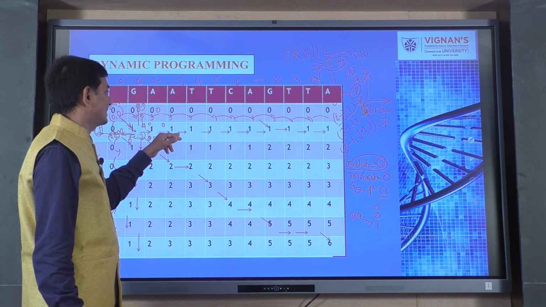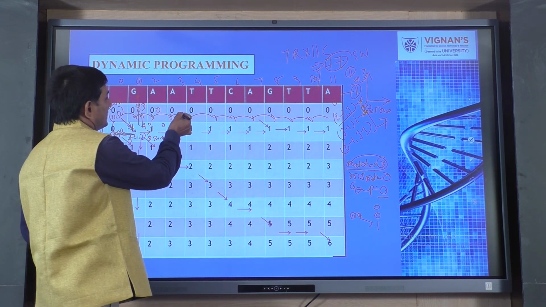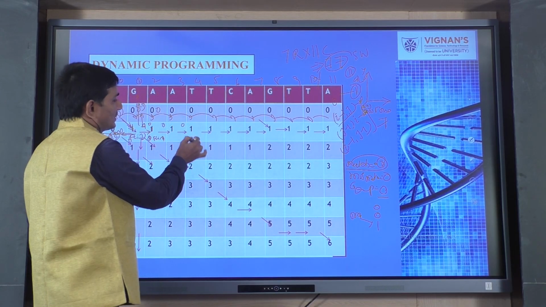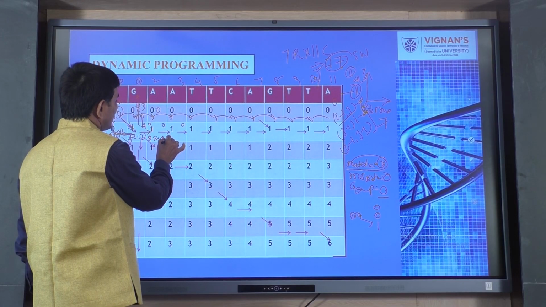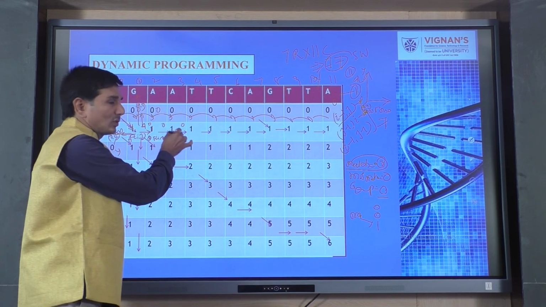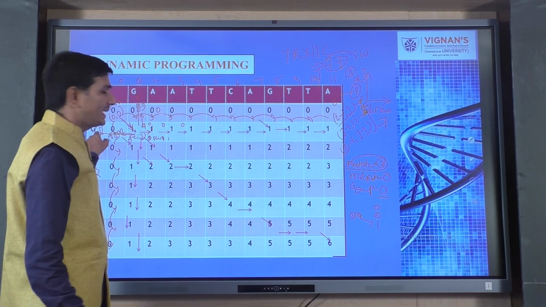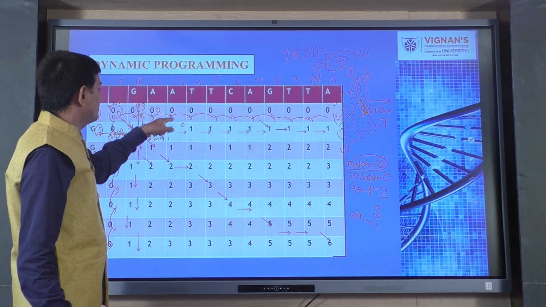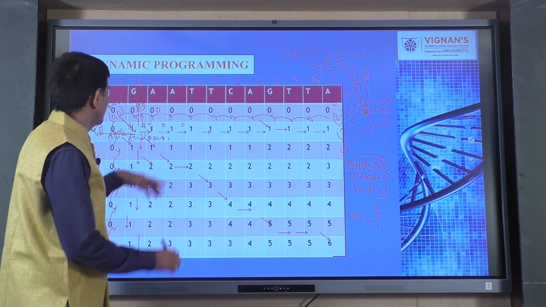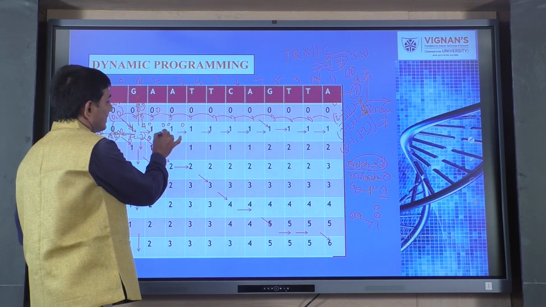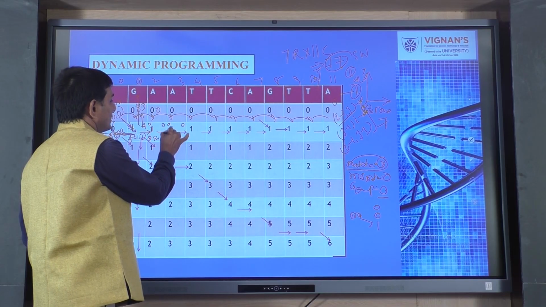Similarly, for this particular cell, change in row is 0. So, 0 minus 0 is 0, change in column is 1, 1 minus 0 is 1, change in both row and column is 0. So, row coordinate is g, column coordinate is a, mismatch. So, the value for mismatch which was assigned was 0. So, 0 plus 0 is another 0. So, the max of these three values is 1, that is change in the column.